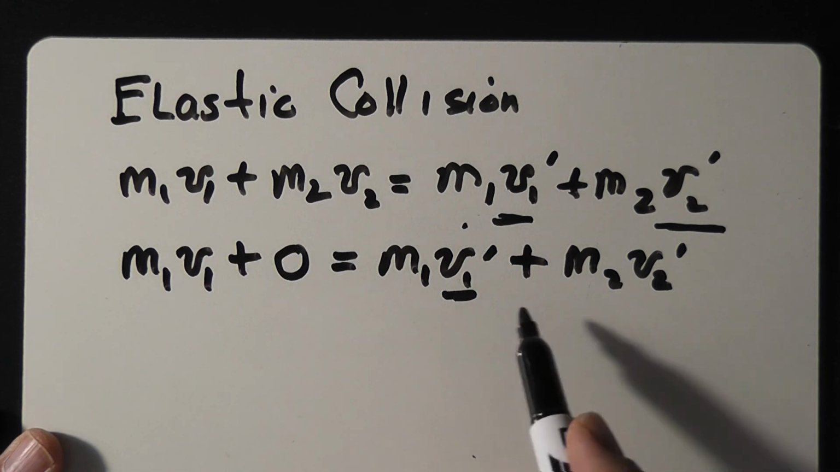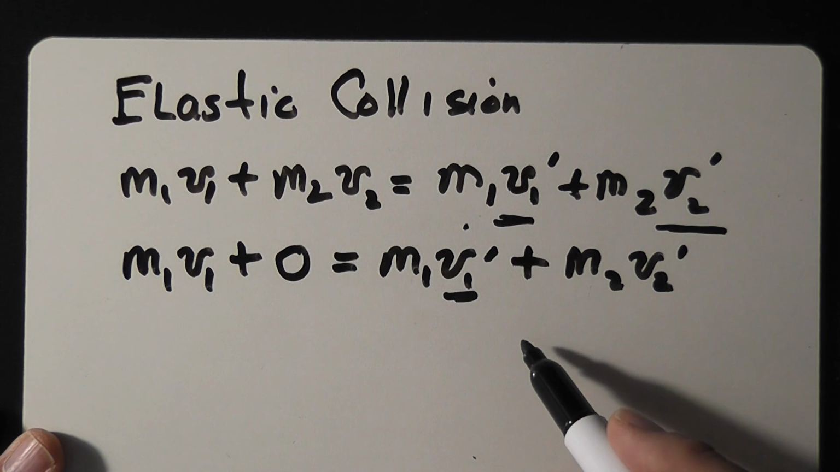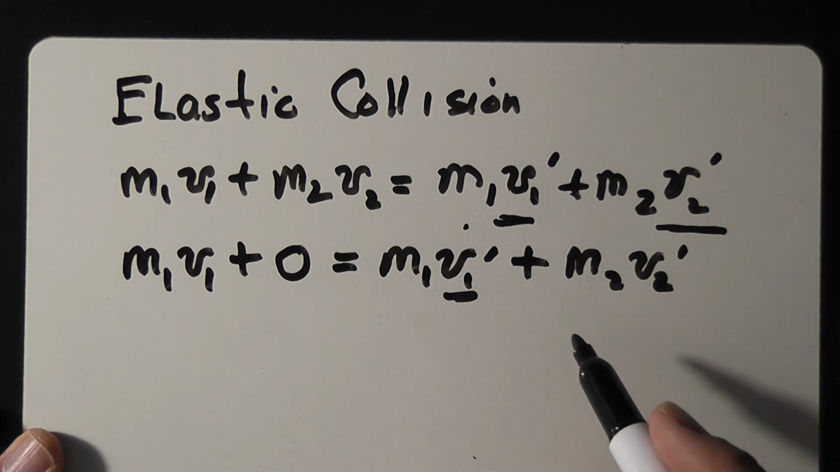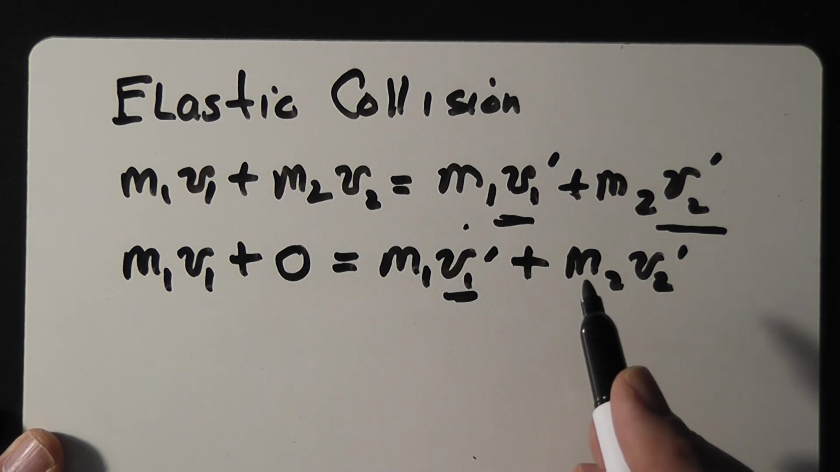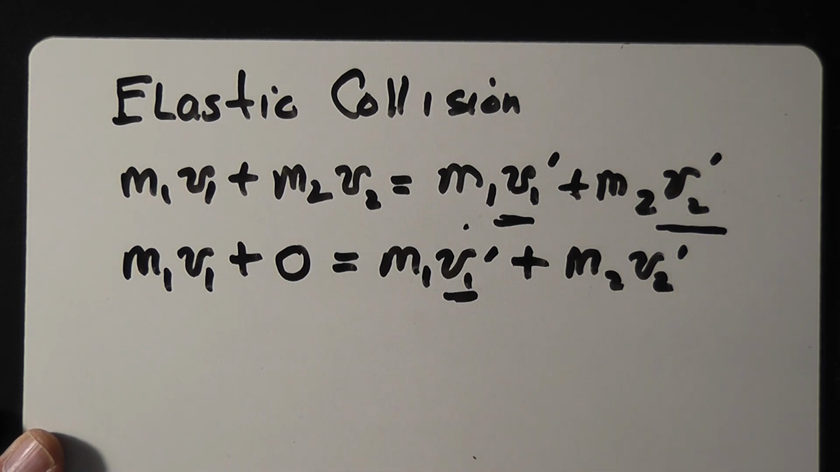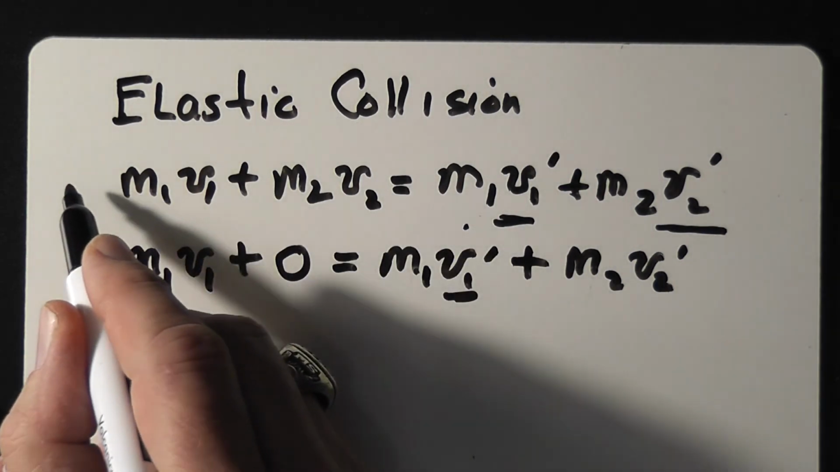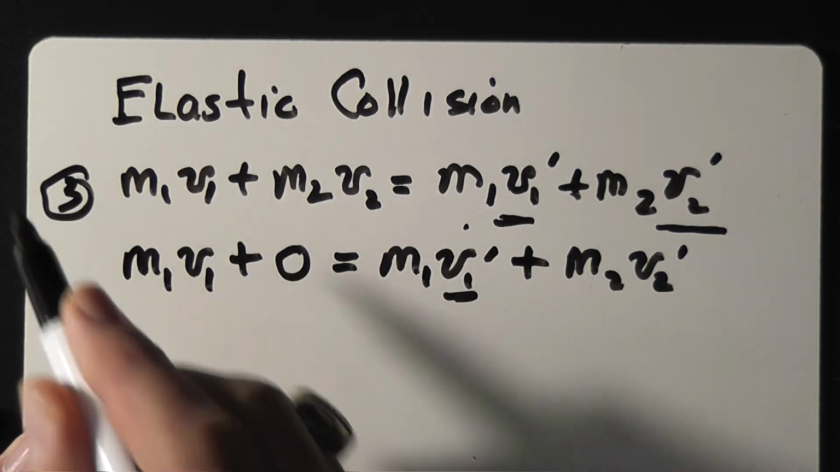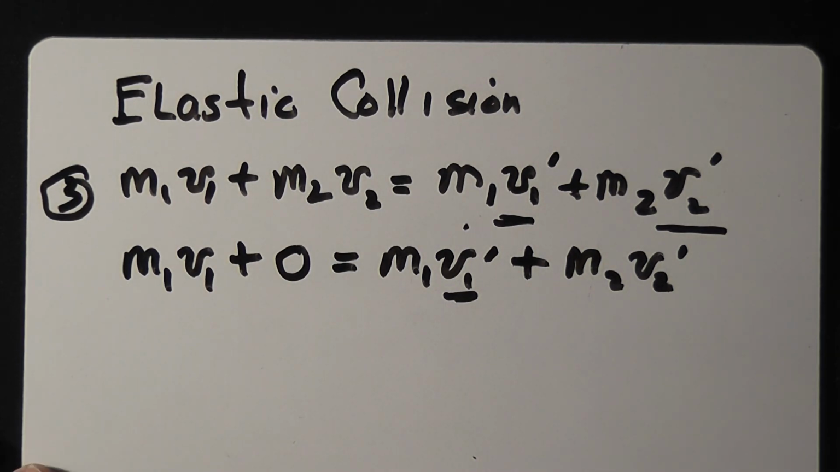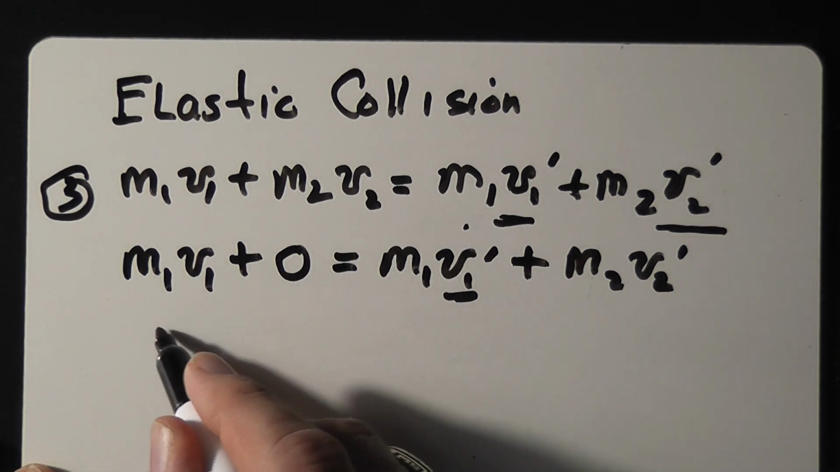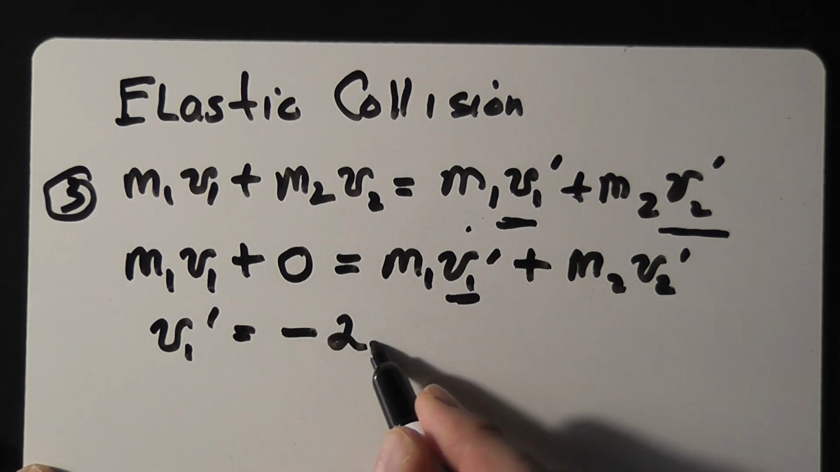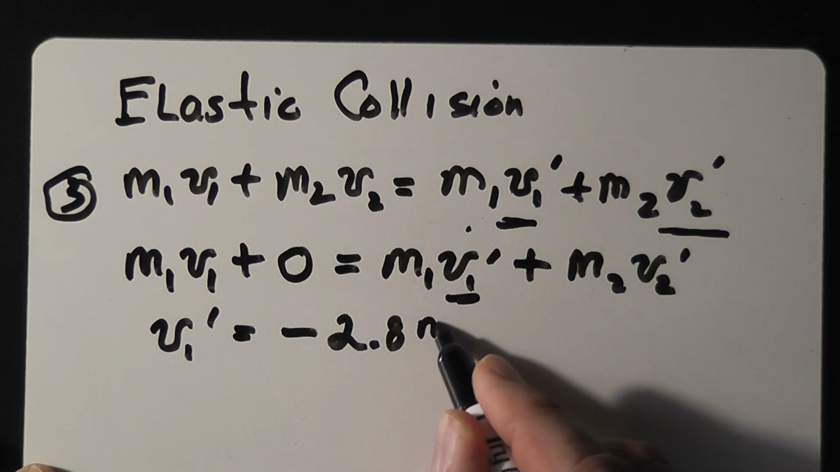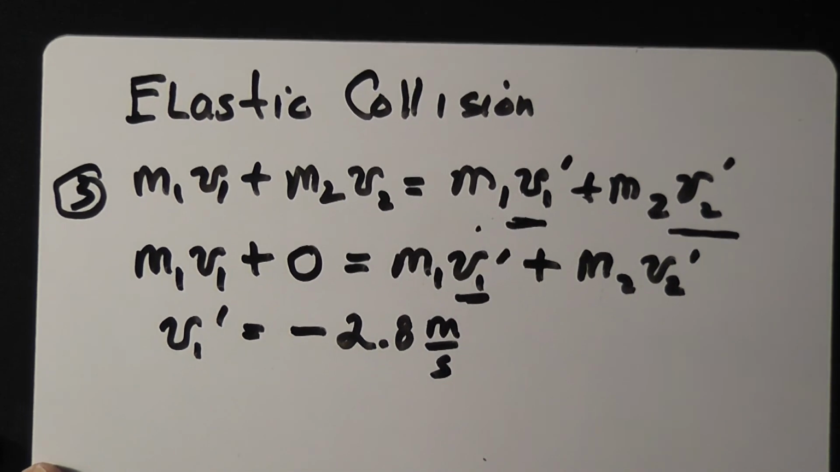To find the two variables, you need two equations. So we're not going to go through that, but I'm going to give you what the answer is, so we can go from there. This is actually the third step. Now that would give us an answer for v1 prime equal to negative 2.8 meters per second. Okay, so that's the solution you would get.